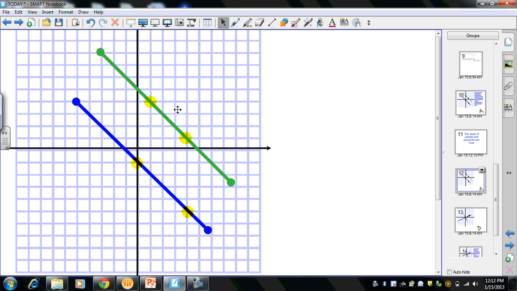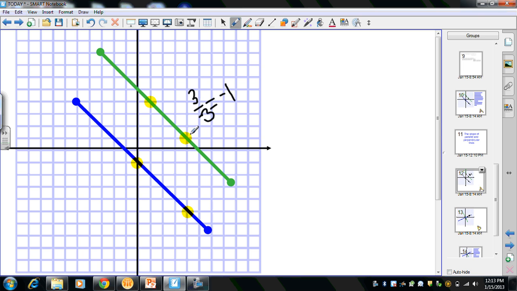Well, if we look at the green line, and I'm just looking at the green line, the slope is rise over run. So it's going to be 1, 2, 3 over 1, 2, 3. So it's 3 over negative 3, which is equal to negative 1. So the slope of the green line is negative 1.